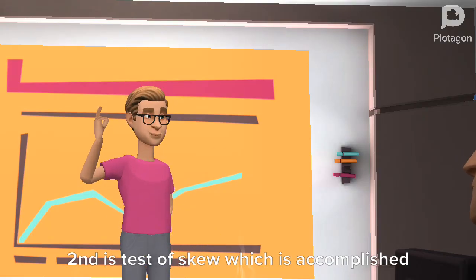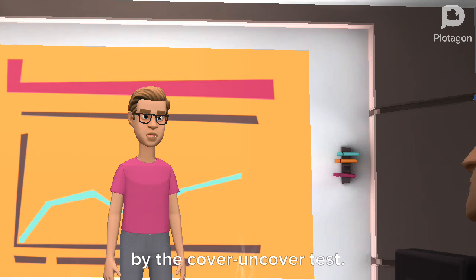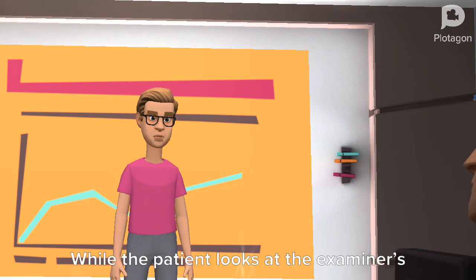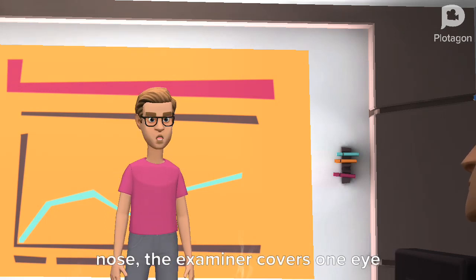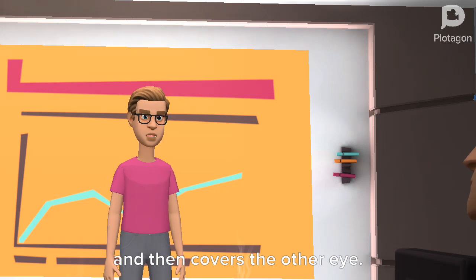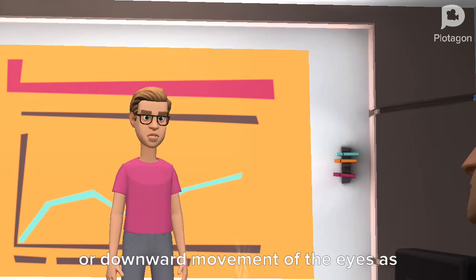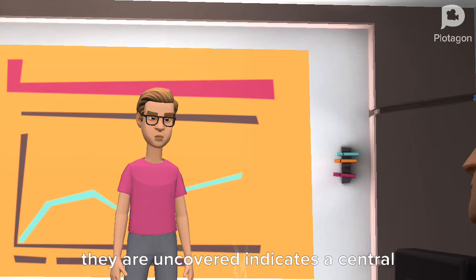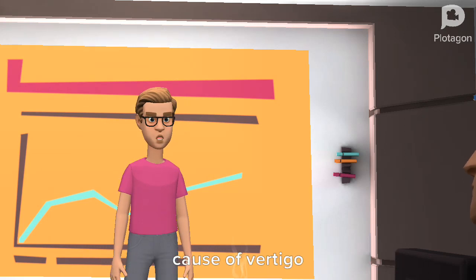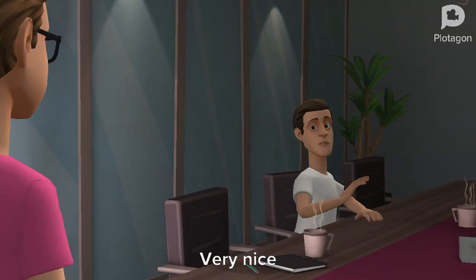Second is test of Skew, which is accomplished by the cover-uncover test. While the patient looks at the examiner's nose, the examiner covers one eye and then covers the other eye. Any vertical or diagonally upward or downward movement of the eyes as they are uncovered indicates a central cause of vertigo. Very nice.